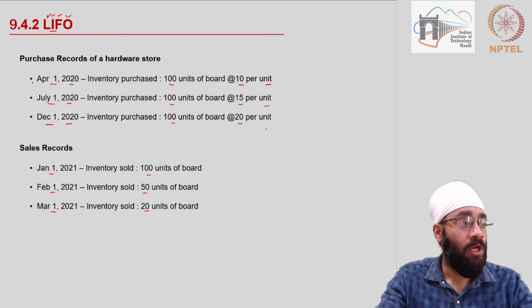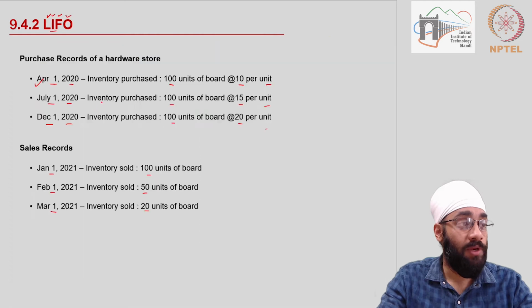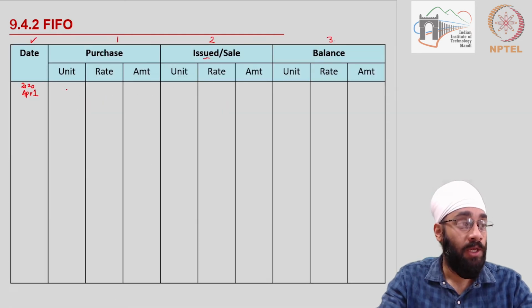All right. So the first purchase was done on April 1st, 2020. So let's put a year here, 2020, and we're going to say April 1. So on April 1, purchased 100 units, 10 per unit. So in the units column, I'm going to write 100, 10 per unit. So that gives me a total amount of 1000.